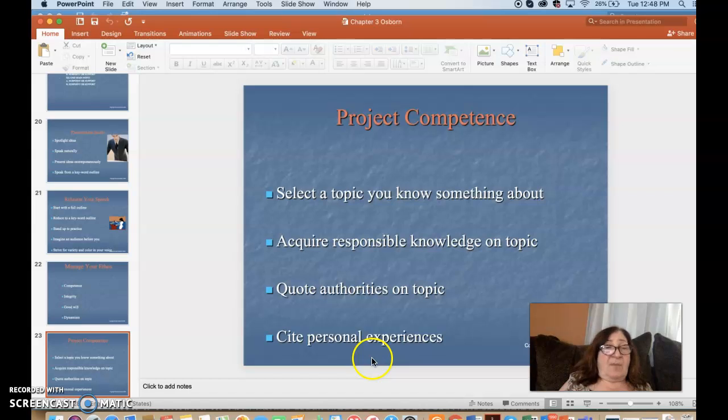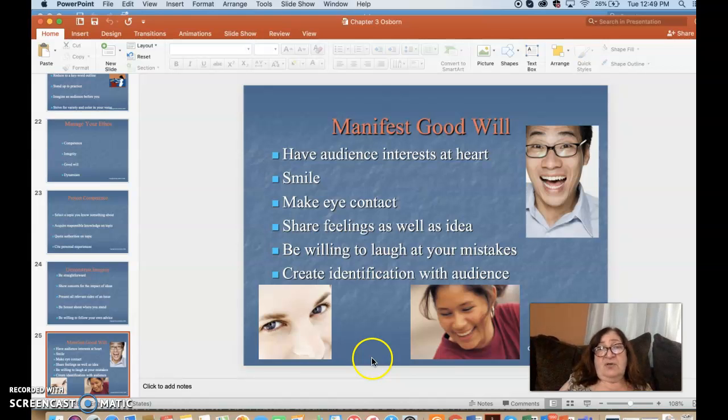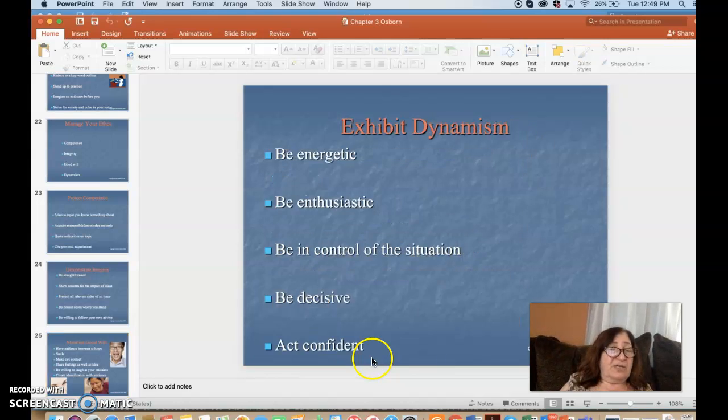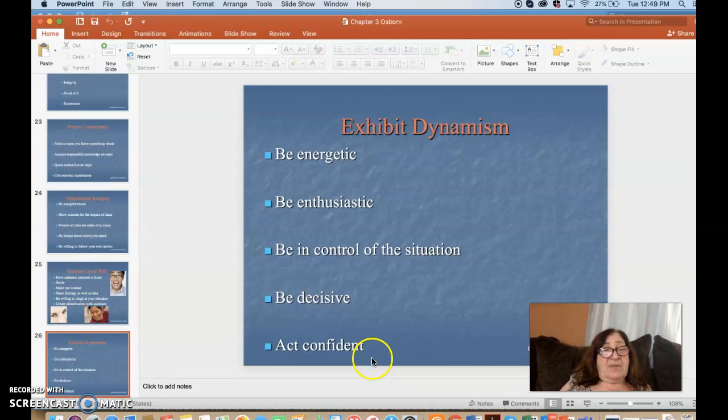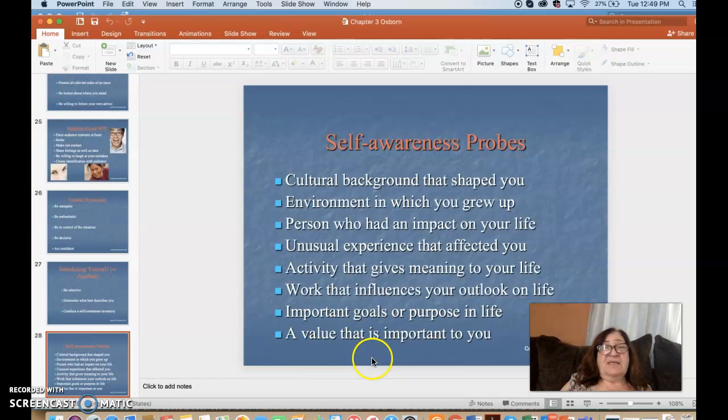First of all, by choosing a topic that you are knowledgeable about. Demonstrate your integrity, being straightforward, being honest. Show concern about the ideas that you're delivering, and manifest goodwill. Smile, make eye contact, don't read from a page all the time. Exhibit dynamism, be energetic, enthusiastic, decisive, confident, and when you're introducing yourself, be selective. So there are some issues with self-awareness.